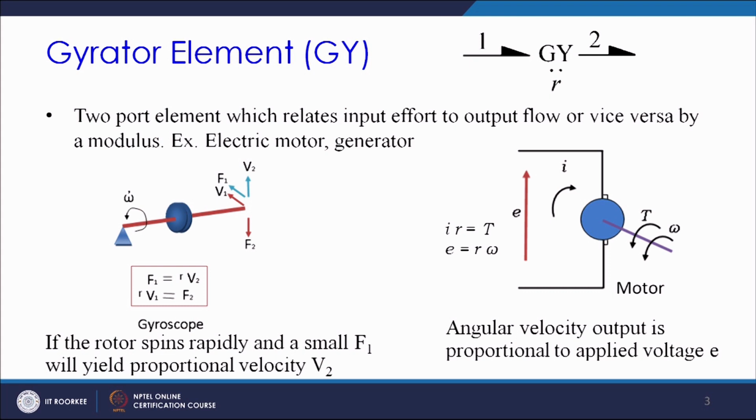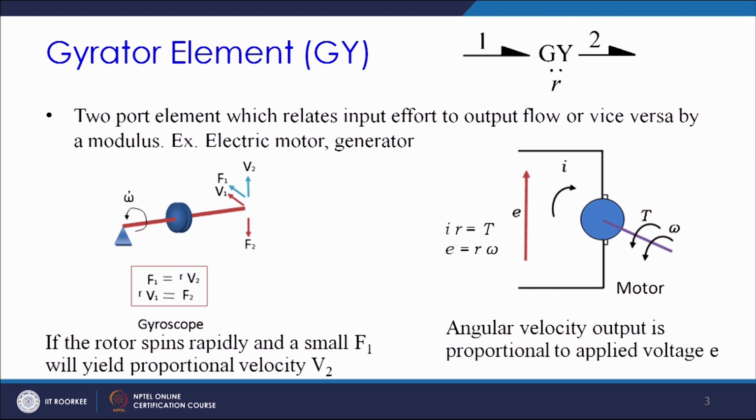Likewise, we can write it for the reverse case, that is, when it is acting as a generator, the voltage generated will be equal to R into the angular speed, that is, the speed at which the shaft rotates.